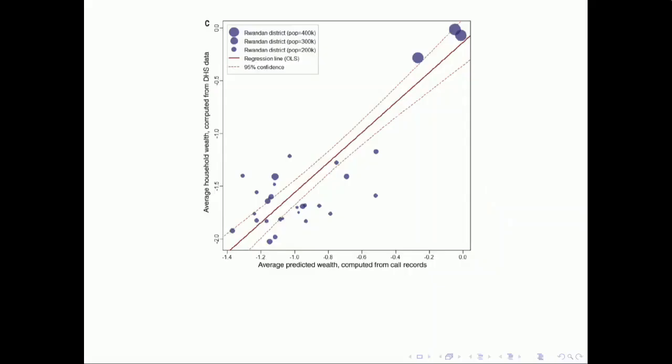And here are the results, actually aggregated to the regional level. So what we see is, for the 30 regions in Rwanda, the predicted wealth and the actual wealth computed from the demographic and health survey line up reasonably well. There's more detailed analysis in the paper. We should also remember that the demographic and health survey has errors as well. This is not like the truth. I mean, it's good, but this is not the truth. Wow, seems to work pretty well.